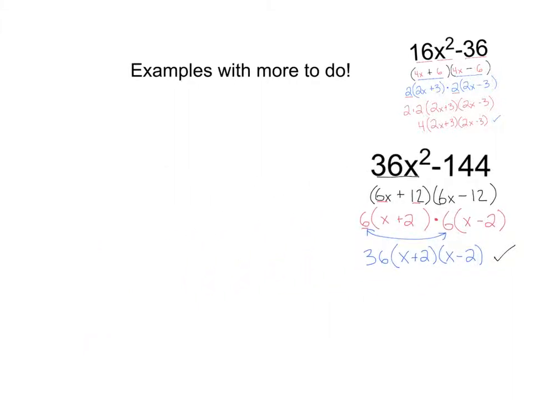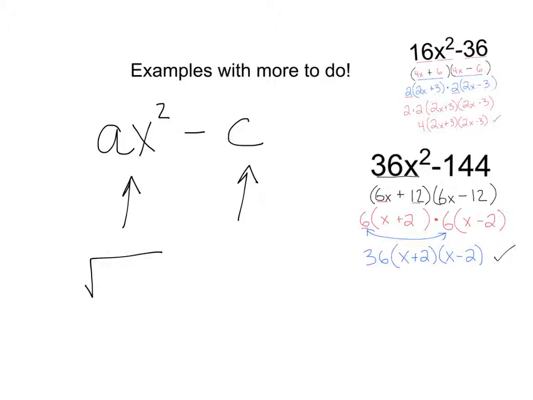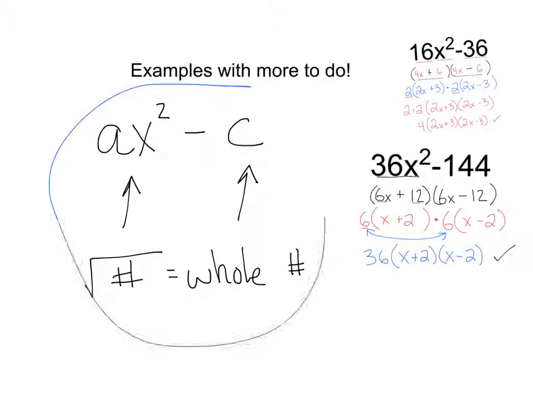So remember, as we're looking at this, what you're really looking for is a couple of key phrases. Number one, do you have a difference of two squares? That is, you have ax squared minus c, where both ax squared and c are perfect squares. That is something where you take the square root of some number and you get back a whole number, not a decimal. As long as this is all true, then you can go ahead and use that shortcut of finding the difference of two squares.